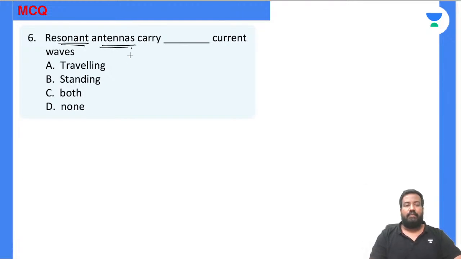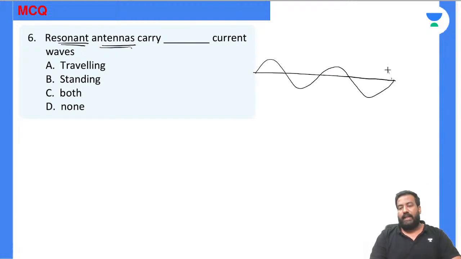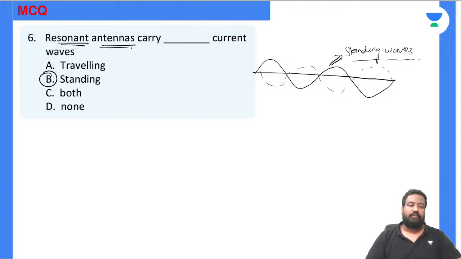Resonant antennas, that means which are not terminated, they carry dash current waves. The incident wave is there, there is no termination, the wave will come back, forming standing waves. It forms standing waves. Therefore, resonant antennas carry standing current waves. Option B is the answer.